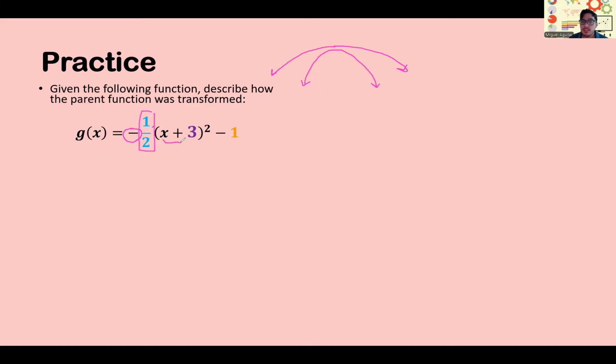What does this +3 do to the graph? Shifts it left 3. Yeah, it's going to shift to the left 3 units. And then finally, what does this -1 do? Shift down. It's going to shift that graph down 1 unit.